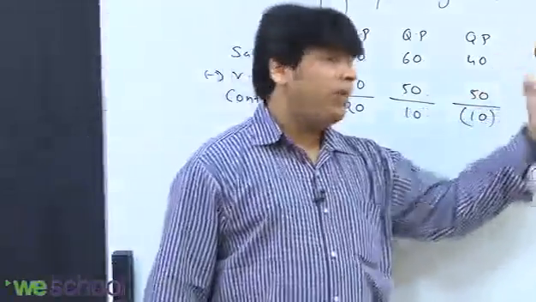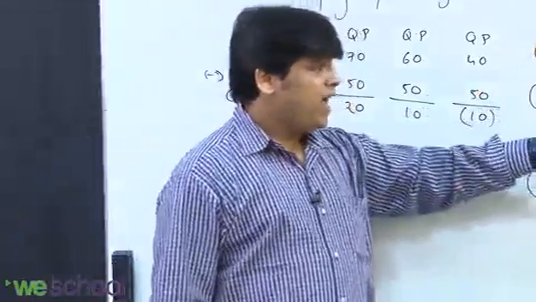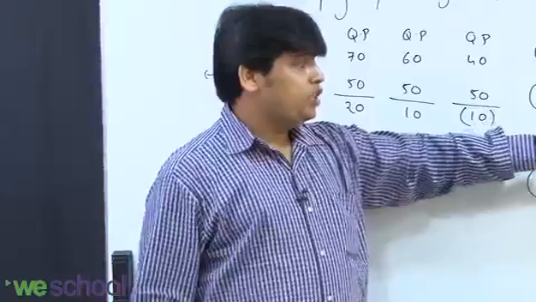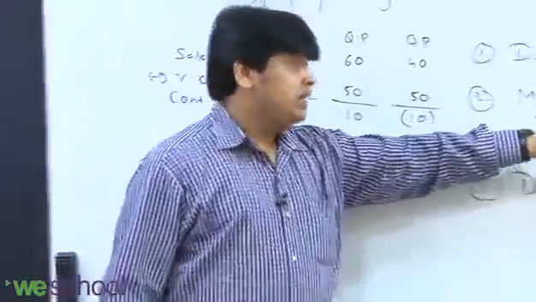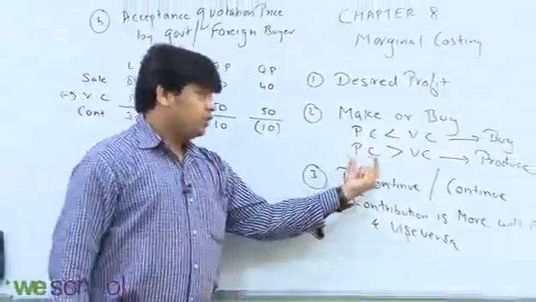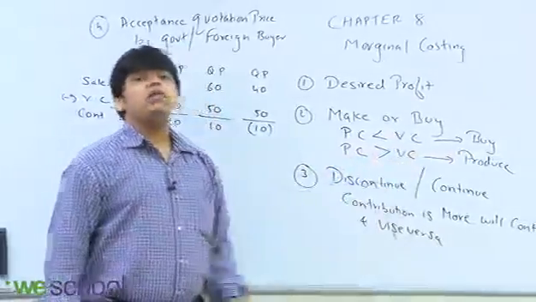Desired profit, there is a formula. Make or buy, I have given a tagline for that which you have to remember. If the purchase cost, PC, is less than the variable cost, definitely I will go for purchase. Whereas if the purchase cost is greater than the variable cost, I will produce.